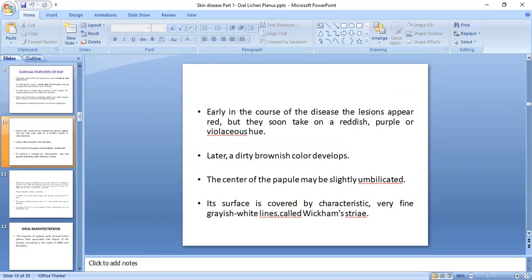Early in the course of the disease, the lesions appear red, but they soon take on a reddish purple or violaceous hue. Later on, a dirty brownish color develops. The center of the papule may be slightly umbilicated. Its surface is covered by characteristic very fine grayish white lines called Wickham's striae. So this word is very important. It is asked very often.